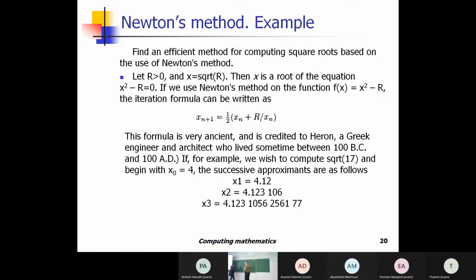We can simplify this answer. For example, you can write these fractions separately: x squared over 2x plus R over 2x. Please simplify this formula.